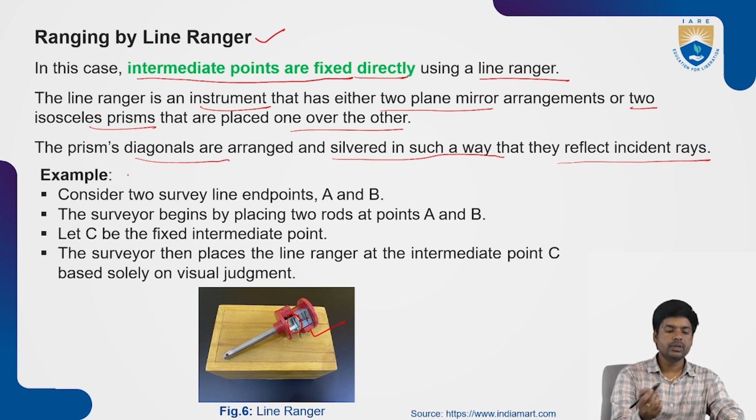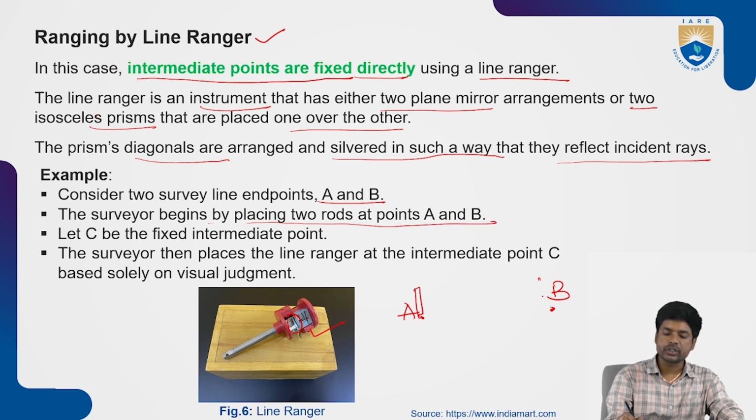For example, consider two survey line endpoints, A and B. The surveyor begins by placing two ranging rods at point A and point B. Now let's see how to fix the intermediate point. Just assume one point in between the line AB with normal eye adjustment. This is point C.